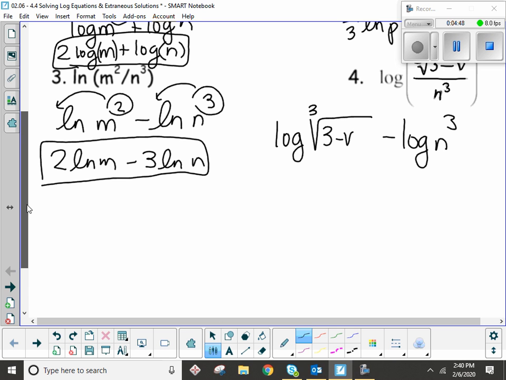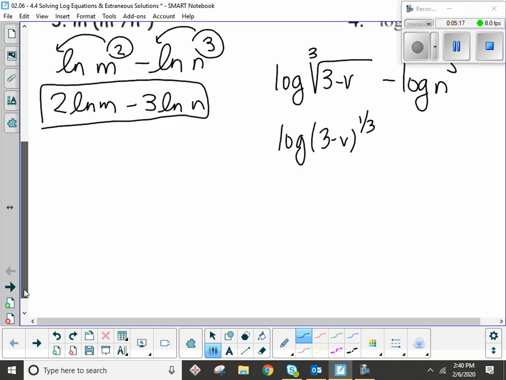How many things are under this radical? 2. So when you rewrite with the power exponent, or fraction exponent is what I'm trying to say, you have to keep both of those things grouped together in parentheses. So these parentheses right here are required. Okay, 3 minus v. And then when you bring the 1/3 out front, you keep those parentheses there.